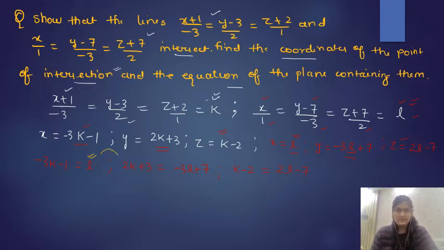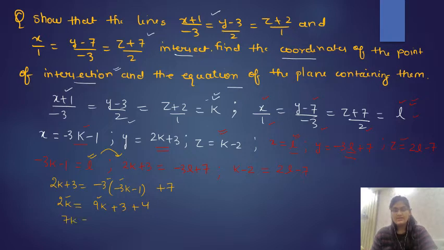Now see, this is your value of L. If you substitute it into the other equation, you will get 2k plus 3 equals minus 3L, where L is minus 3k minus 1, plus 7. So what will be the value of k? So 2k equals plus 9k plus 3 plus 7... then 7 minus 3 is 4. Right? So 9 minus 2 is 7k, and this is minus 7, so k is minus 1, right?